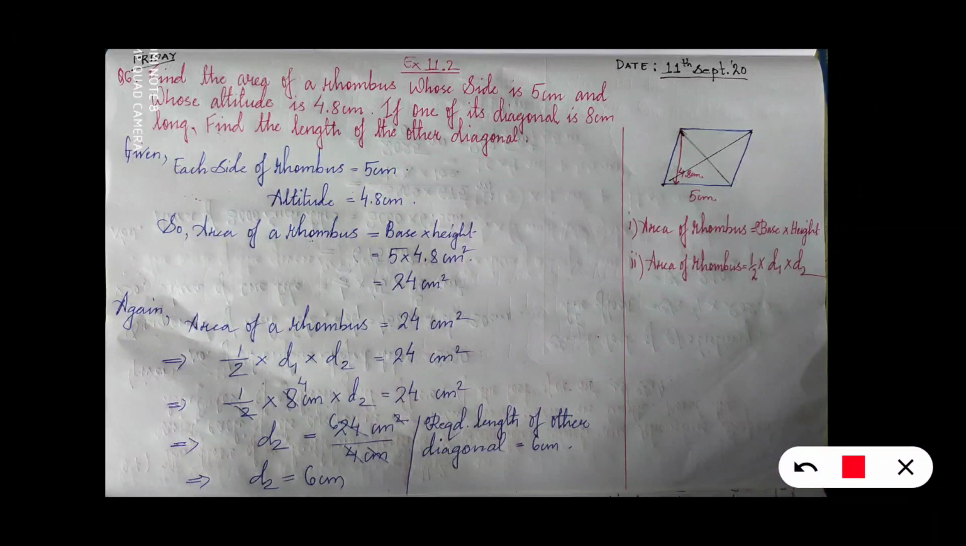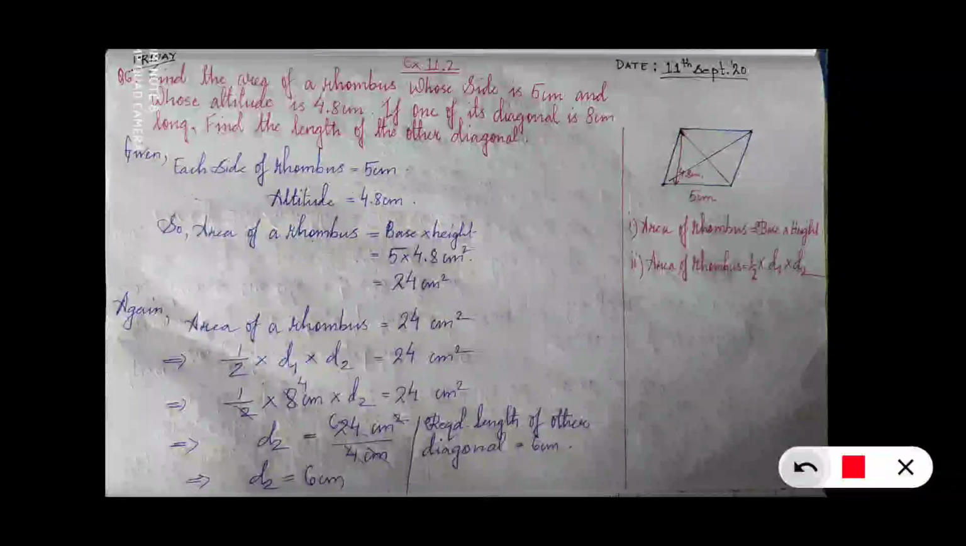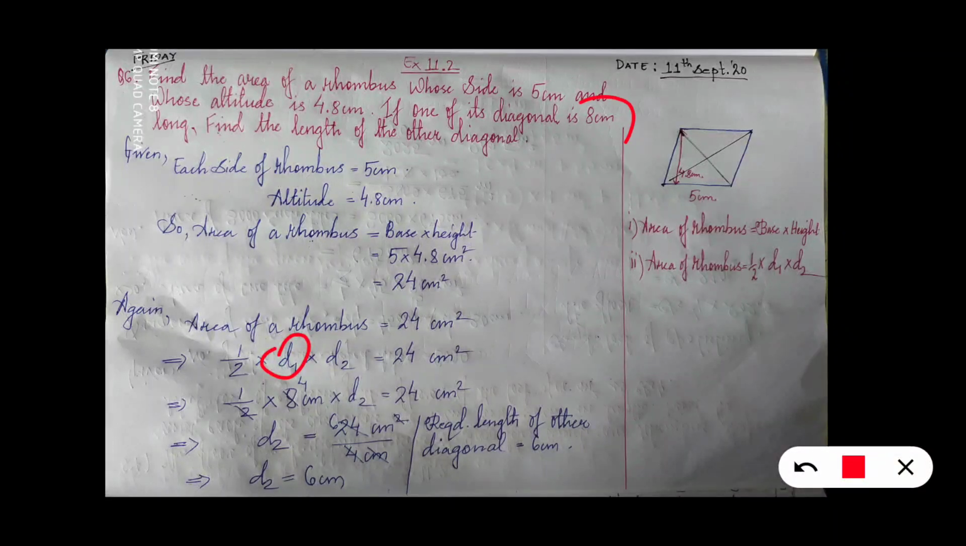So what we can do now is, again, write area of rhombus. We have got it as 24 centimeter square just now. Now in place of area of rhombus, we'll use the second formula to find diagonal 2, the second diagonal. Half into d1 into d2, diagonal 1 into diagonal 2, equals 24 centimeter square. Now let's put the value. One diagonal is given, so I have replaced d1 as 8 centimeter. And d2, the other diagonal, is not given.